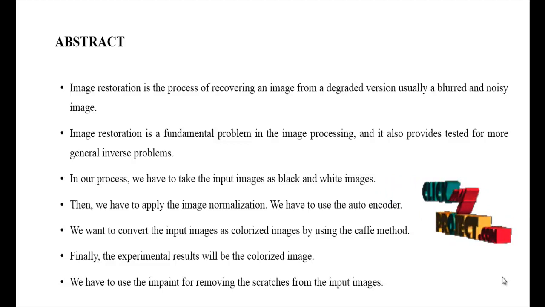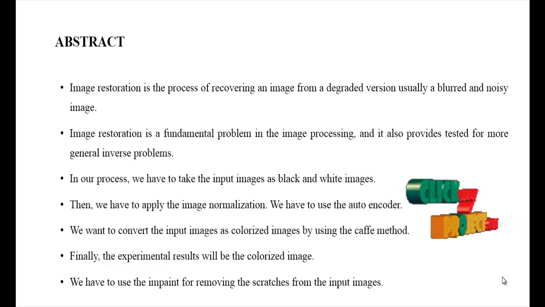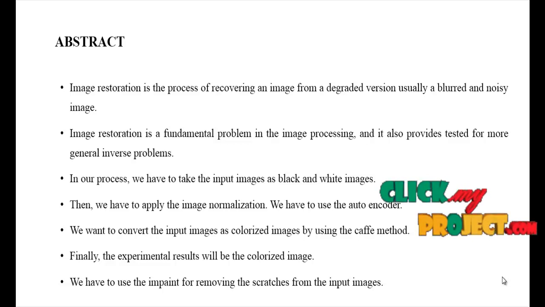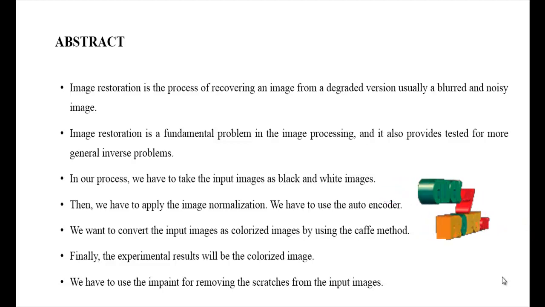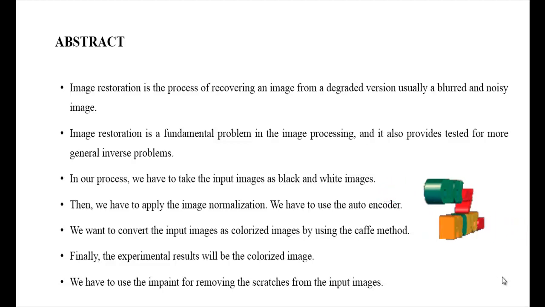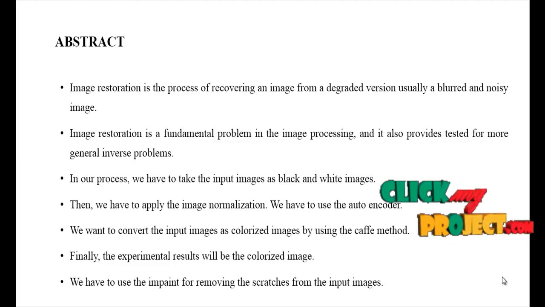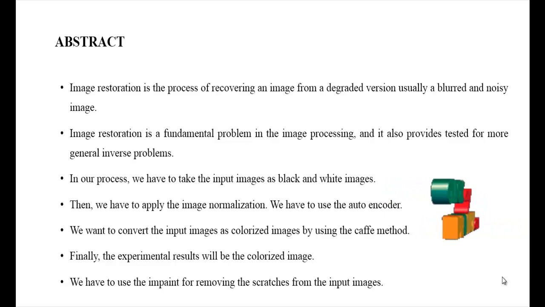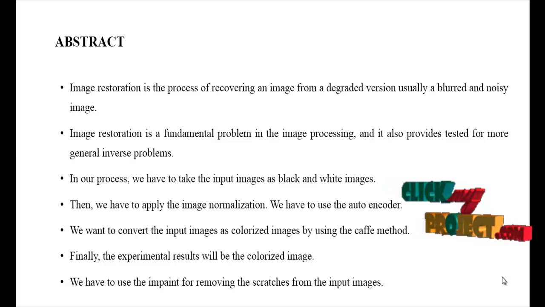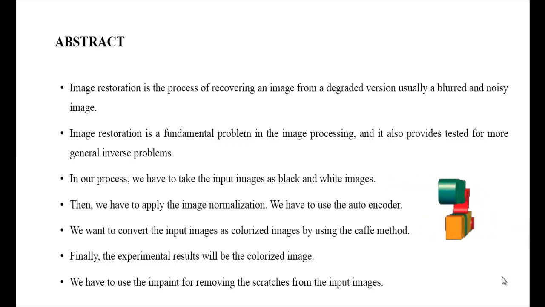The main objective of this process is to convert black and white images to colored images, then implement the auto encoding technique, and finally the result will be the colorized image. In our process, we have to take the input images as black and white images. The dataset was collected from dataset repositories like UCI and so on.